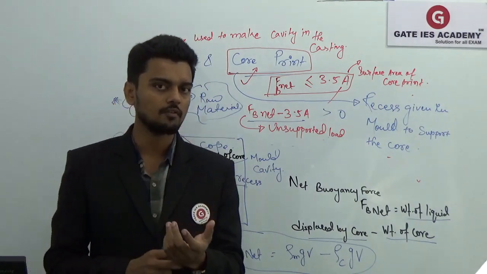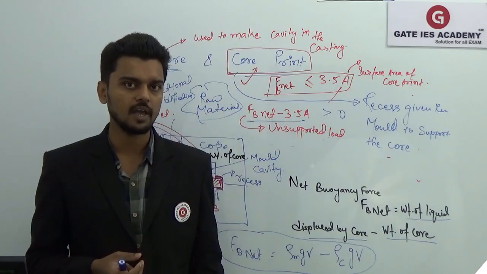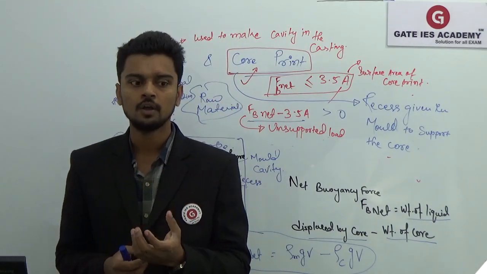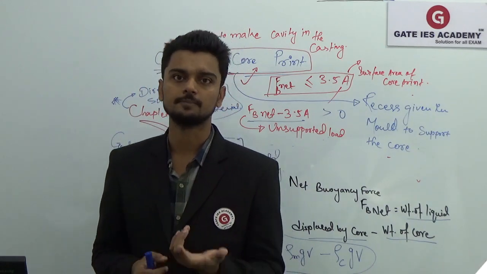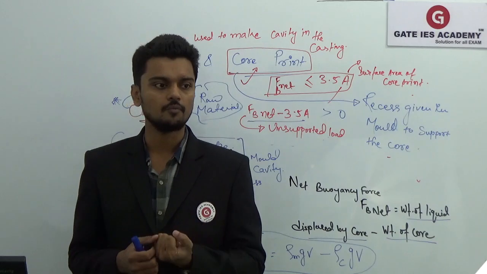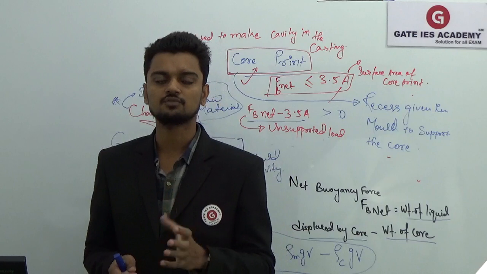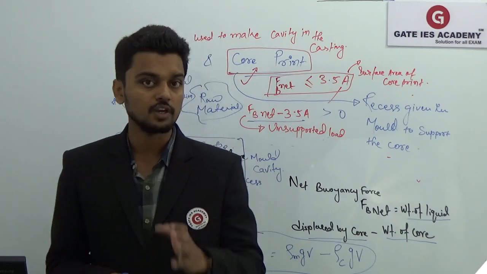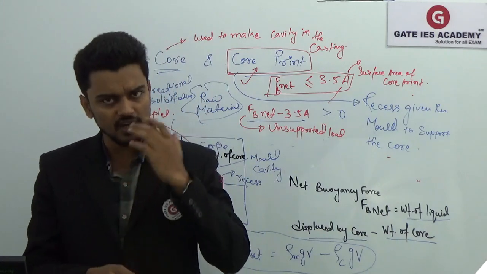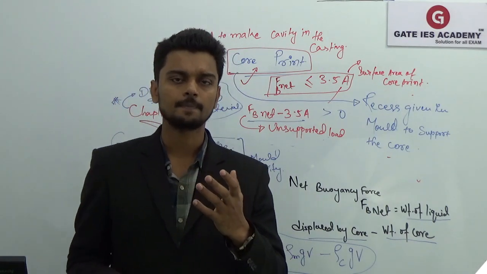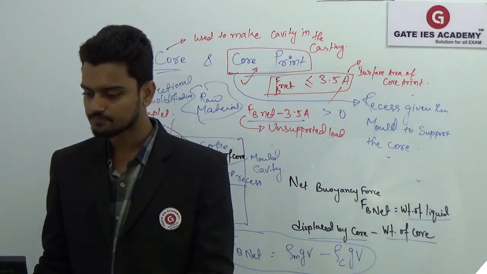Refractoriness is the property of either the mold or the core. Here we have the core, so it is the ability of the core to retain its strength and hardness at elevated temperature. Retaining its hardness means that if we are increasing the temperature, the hardness and the strength should not get reduced. So it should be able to withstand at very high temperature. Obviously the core material should have high refractoriness.